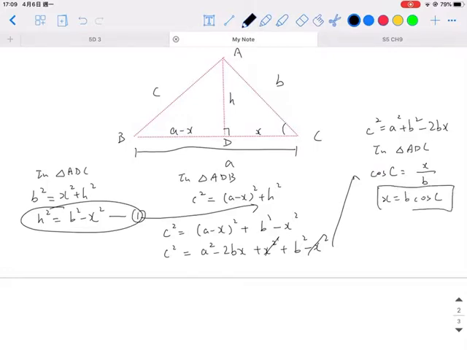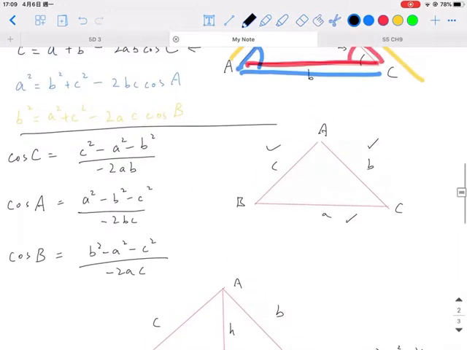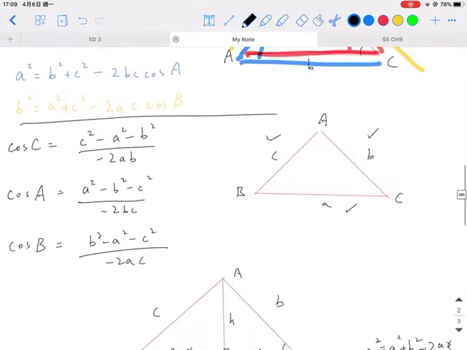And finally, we substitute into this one, and you will get c squared is equal to a squared plus b squared minus 2. Sorry, this one is a. I made a mistake here. This one should be 2ax. This one is 2ax. And you will get 2ab cosine C. That's the formula of our first one. Okay, so this is a proof.